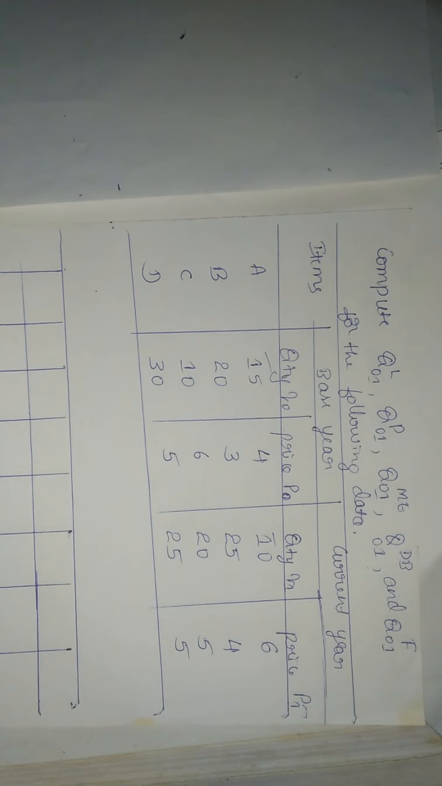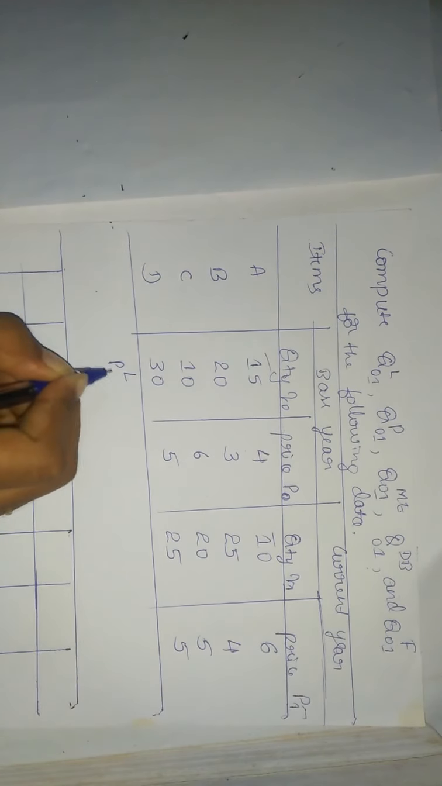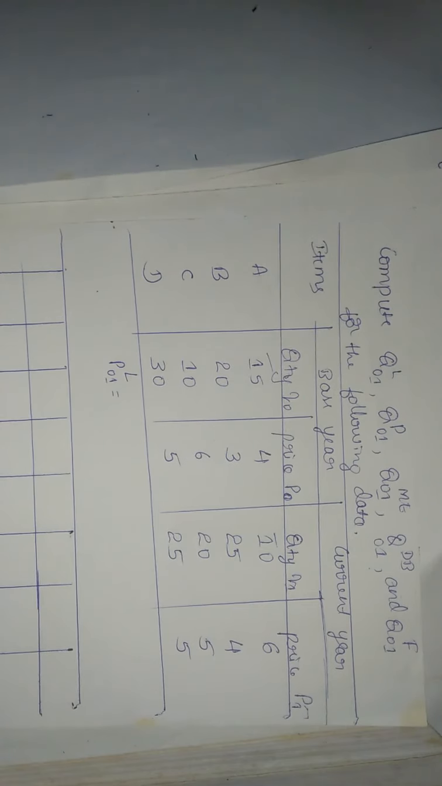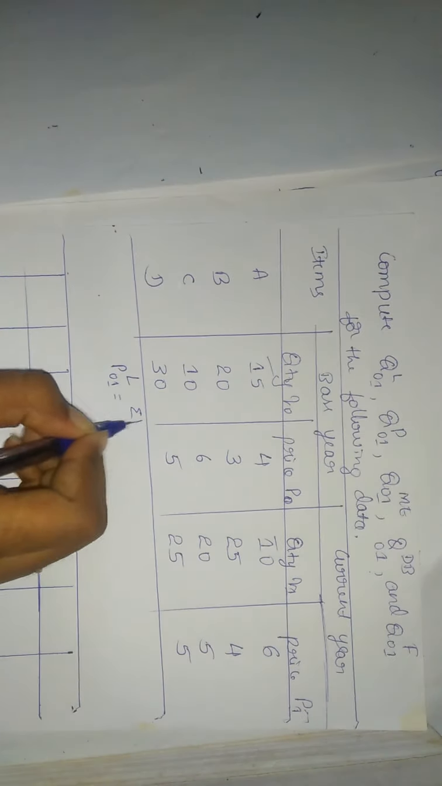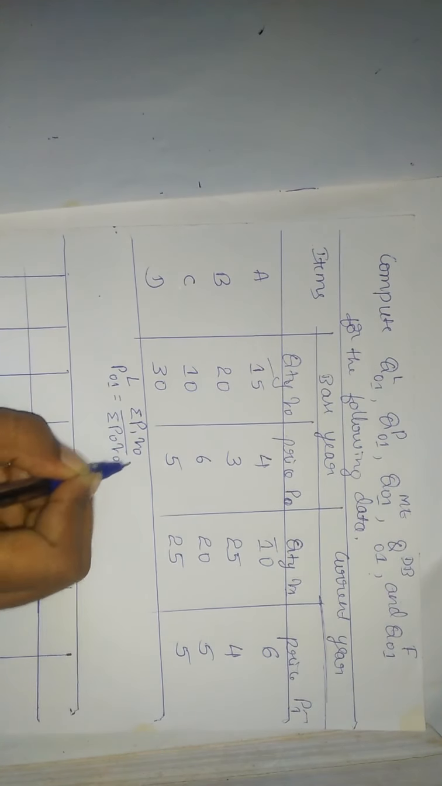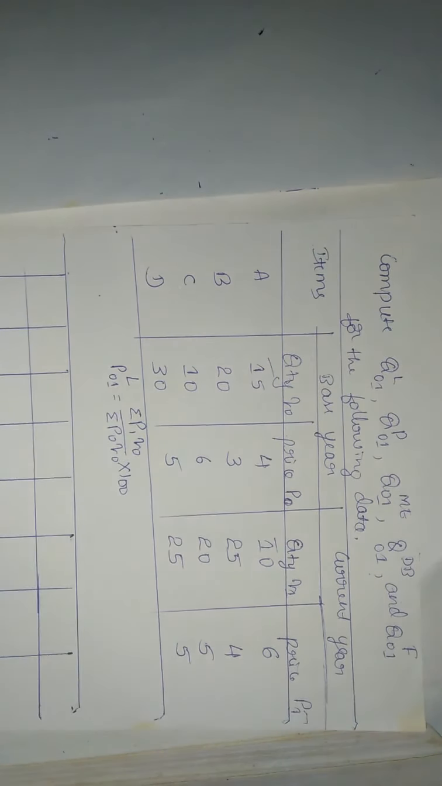Next, here there is a slight difference between the Laspeyres price index number and the Laspeyres quantity index number. Here there is a slight difference in the formula. Let us study how it is. What is the formula for calculating Laspeyres price index number? Laspeyres price index number is summation P1 Q naught divided by summation P naught Q naught into 100. This is the formula for Laspeyres price index number.